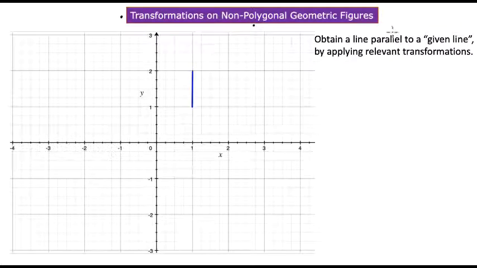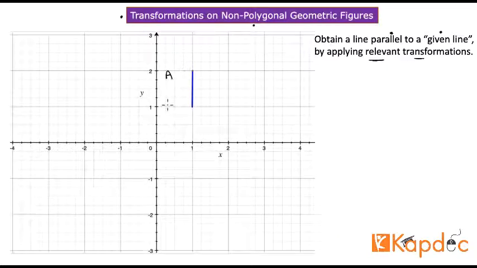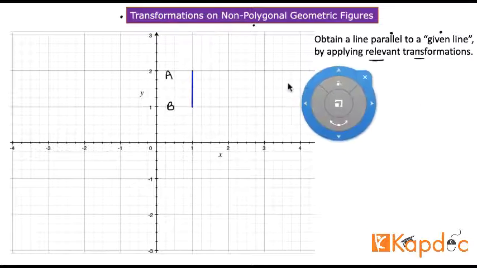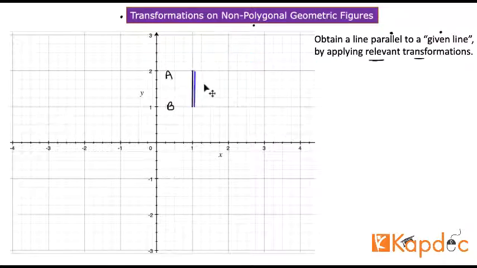So our very first task is that we need to obtain a line parallel to a given line by applying relevant transformations. Okay. Now, we have not been told any specific transformation that we can use. We can pick and choose whatever we want. Our objective is simple, that we want to obtain another line which is parallel to this given line segment AB. All right. So I can simply take this object and move it 4 units or 5 units or 6 units, whatever, in the direction parallel to the x-axis, and I will obtain a line parallel to this given line, right?